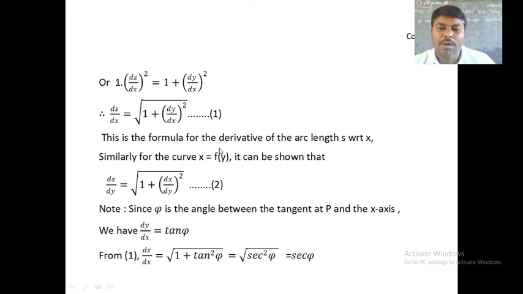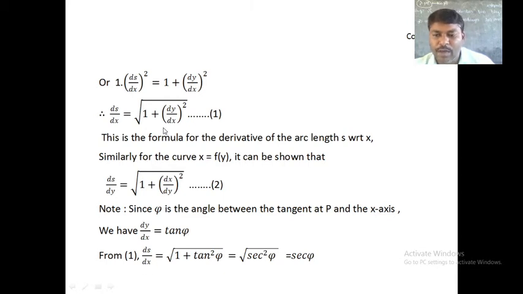So this is the formula for the derivative of the arc length S with respect to x. Similarly, for the curve x is equal to f of y, we get ds by dy is equal to square root of 1 plus dx by dy whole square. So note, since psi is the angle between the tangent at P and the x-axis, we have dy by dx is equal to tan psi.